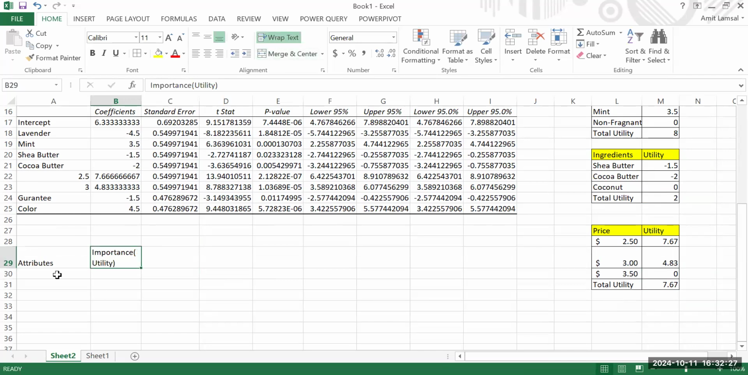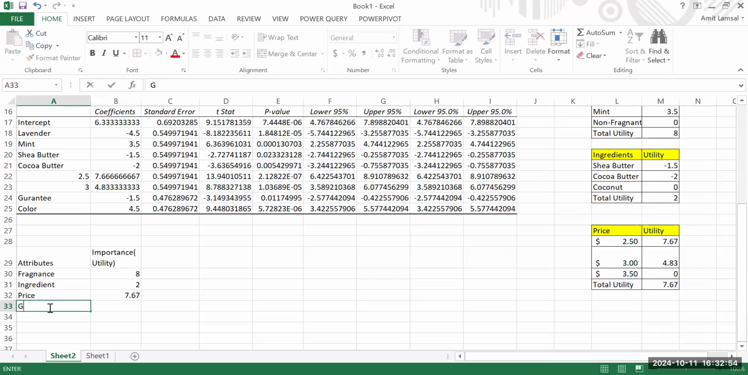I'll just wrap this. So the attribute fragrance will have the total utility of 8. Ingredient will have the total utility of 2, and price will have the ultimate utility of 7.67. Likewise, the guarantee will have the total utility of negative 1.5, and the color finally will have the utility of 4.5.